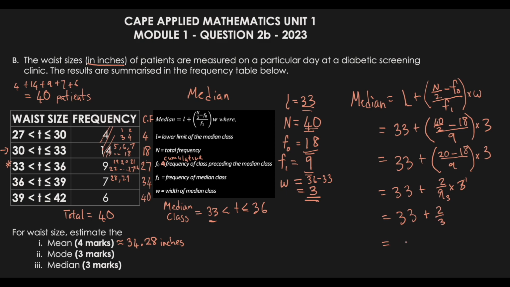So if we were to put this in our calculator, we'll get 33.67 inches. Once you know how to use a formula for the exam, you'll be good.